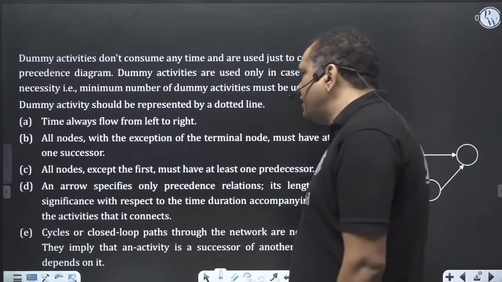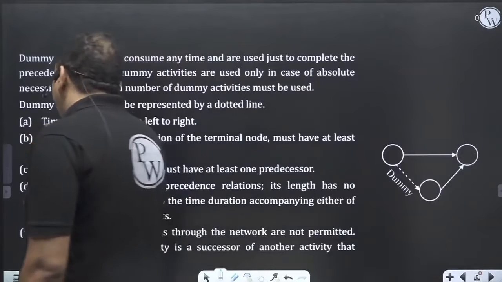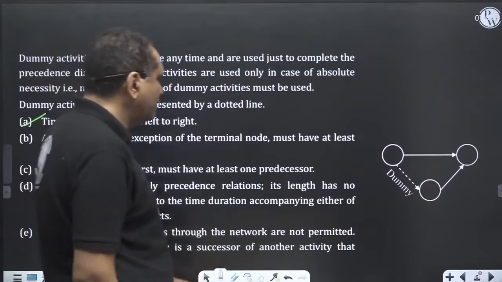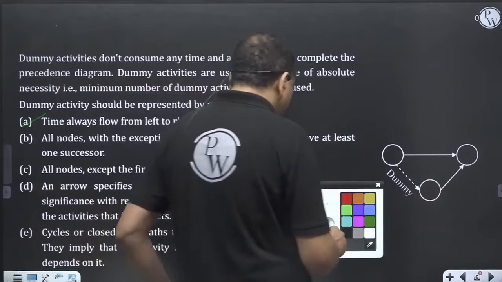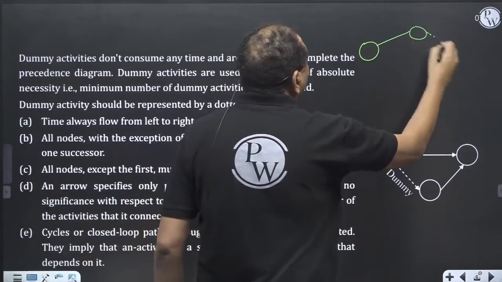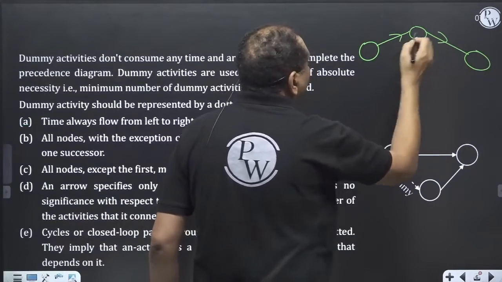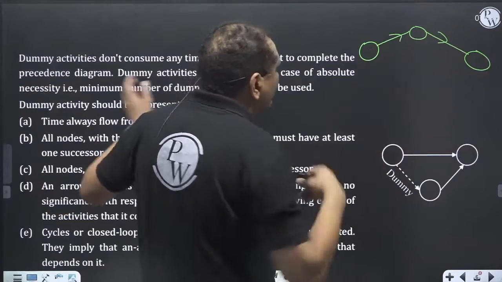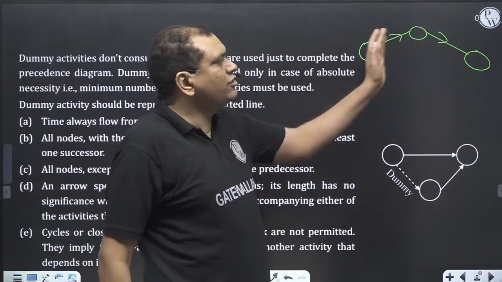Now the next rule is time always flows from left to right. Meaning, this is my left, this is the right. So time is always flowing from left to right.